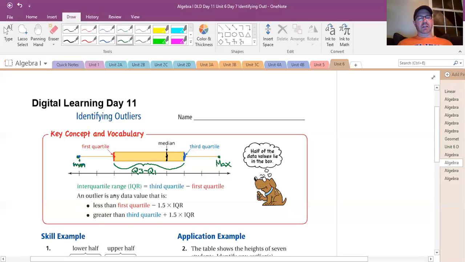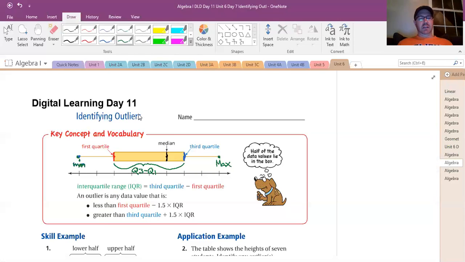An outlier is any data value that is less than the first quartile minus 1.5 times the IQR, or greater than the third quartile plus 1.5 times the IQR. So what in the world is this talking about?